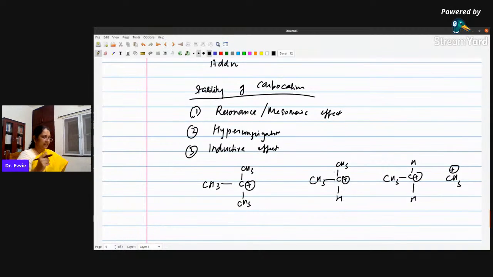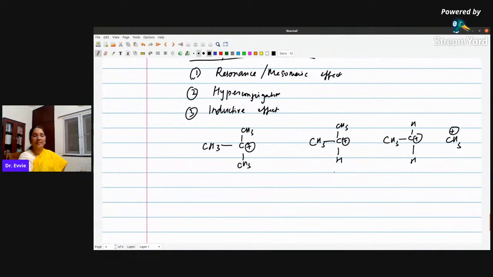First let us see what it will take. We know that there's no resonance here, so you have only hyperconjugation and inductive effect. Based on both of these, the priority order will be this one greater than this one and this one. This is your tertiary carbocation. This carbon is secondary. This is primary ethyl carbocation. This will be primary methyl carbocation.